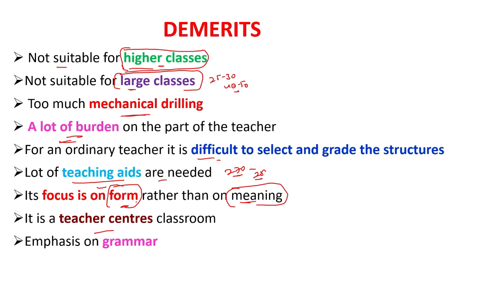It is a teacher centered classroom. Yes, the teacher goes on teaching. If it is the direct method, then both will be there, and student centered teaching will also be available. And emphasis on grammar. Yes, by the name itself we will understand that it is a structural approach. So the structures are related to grammar. So that is the reason this approach mainly focuses on grammar.